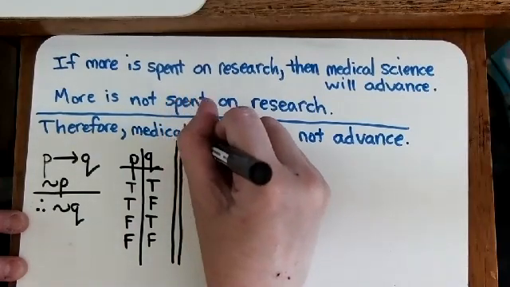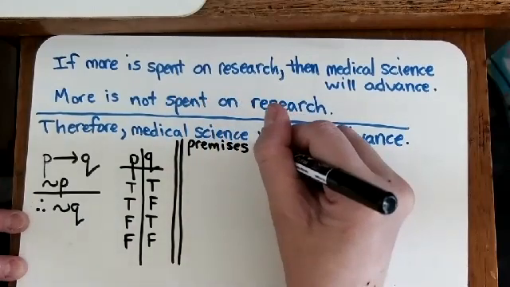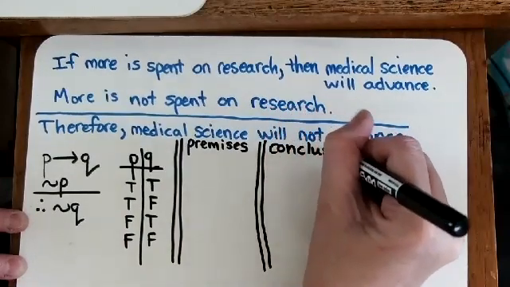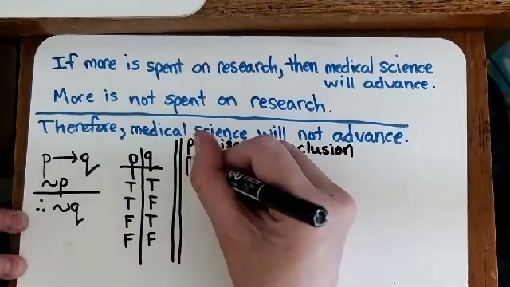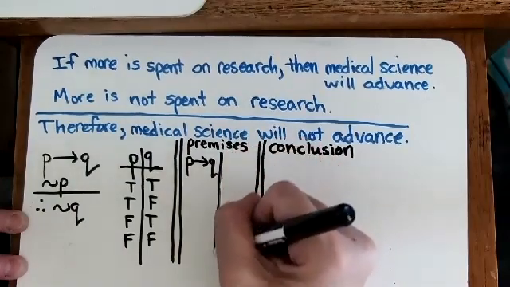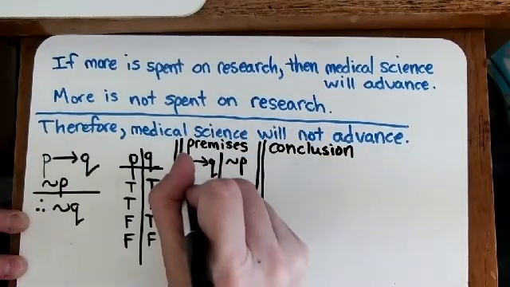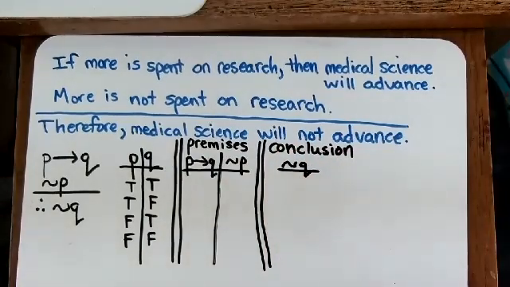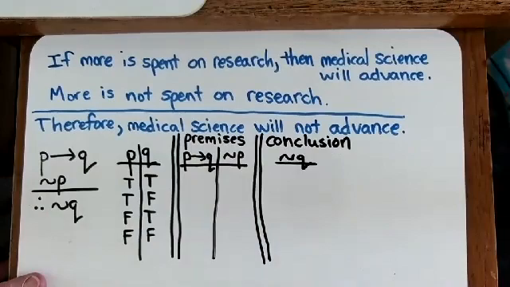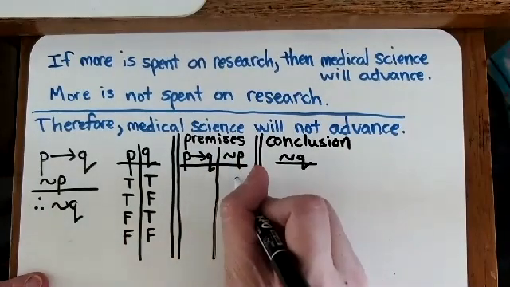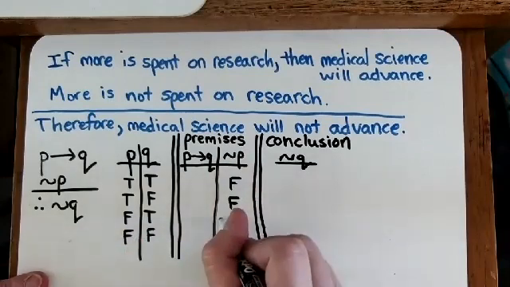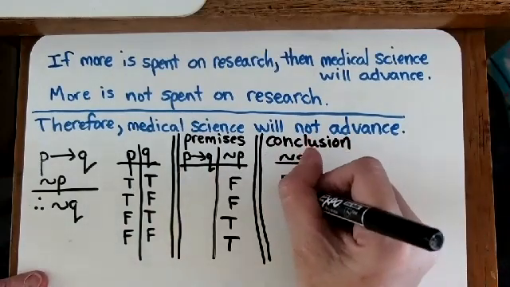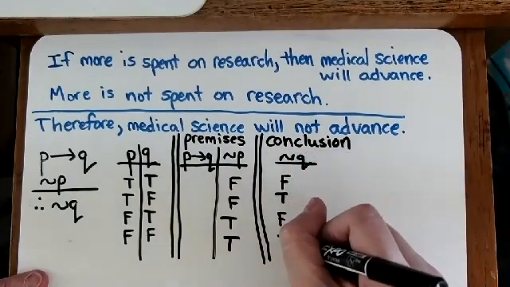In the first couple of columns, we'll have the premises. And in the last column, we'll have our conclusion. Our first premise is if P, then Q. Our second premise is not P. Our conclusion is not Q. We can transcribe the P over. So not P turns T's to F's and F's to T's. And negating Q gives us F, T, F, T.